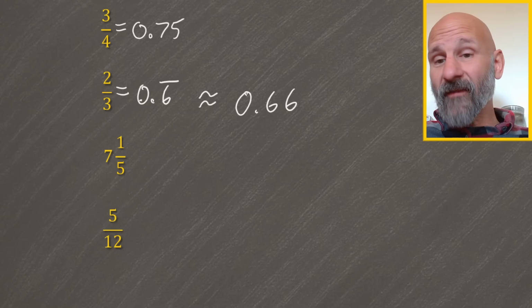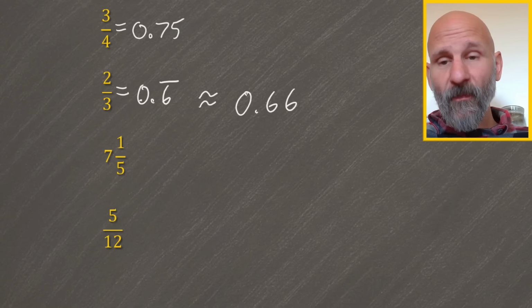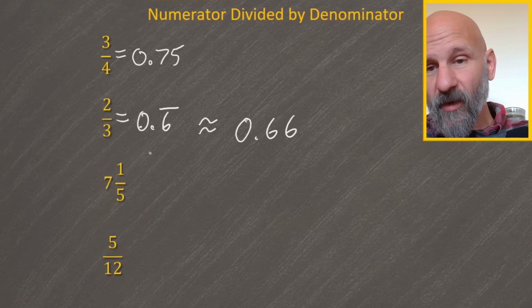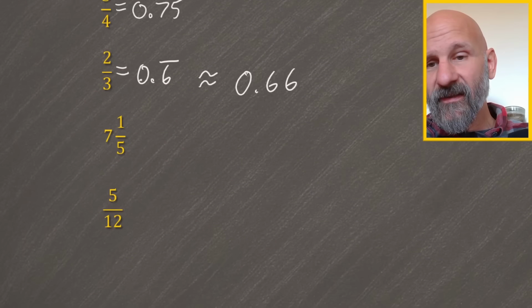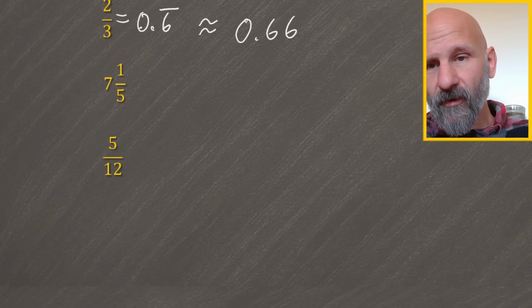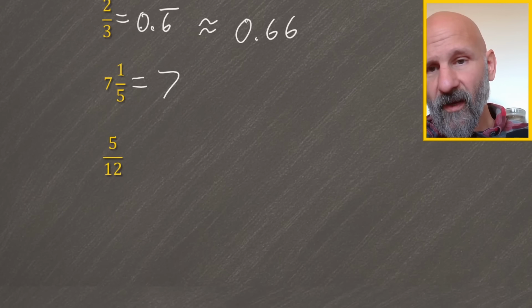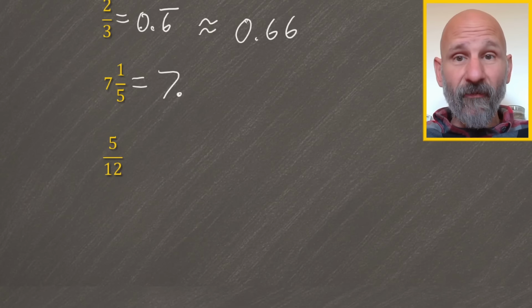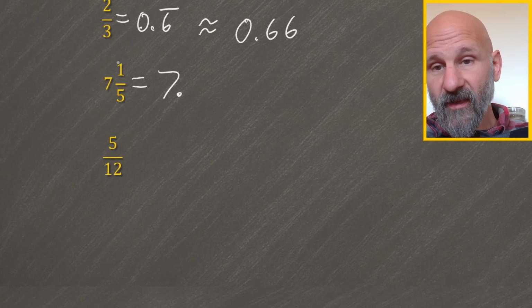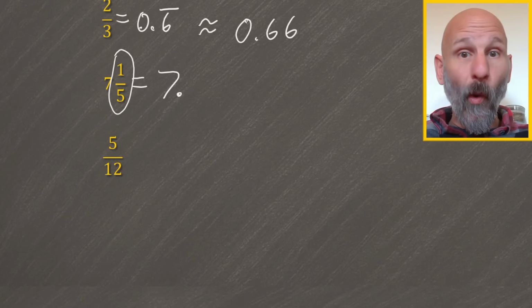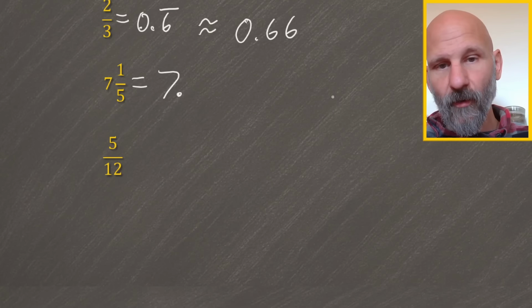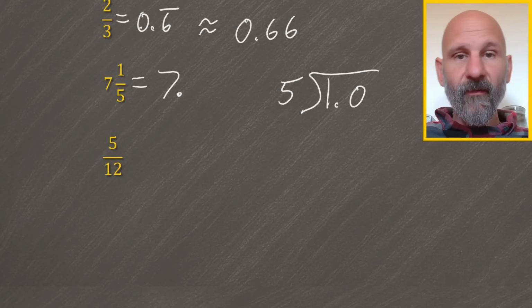Let's see here. We have 7 1/5. Okay, so now the whole number part is the 7, so we're going to leave that there. So it's going to equal 7 point something, and we just need to find the something. Well, the something, that's going to be 1/5, or 1 divided by 5.